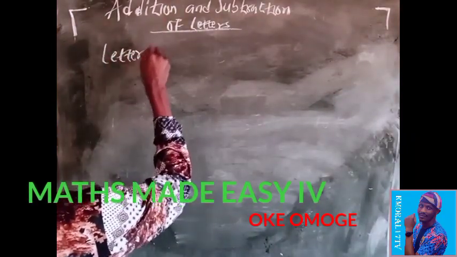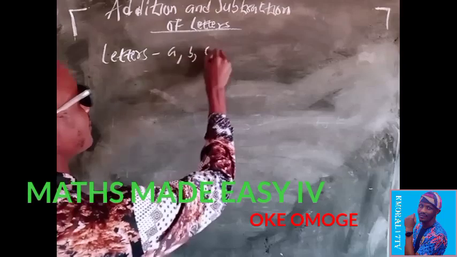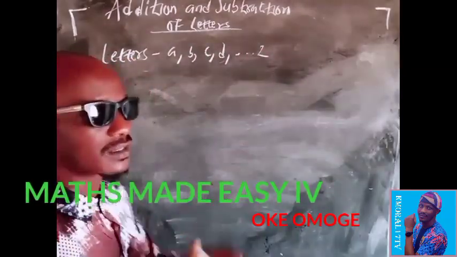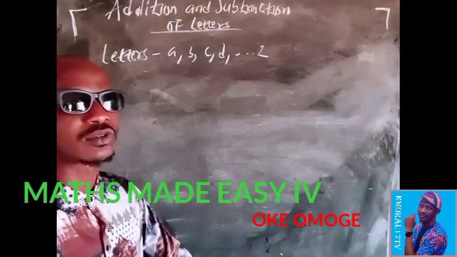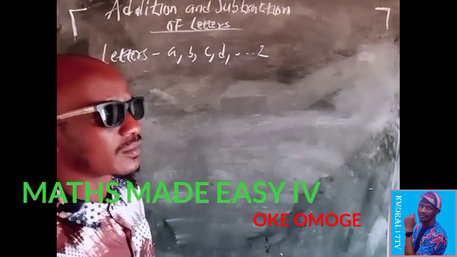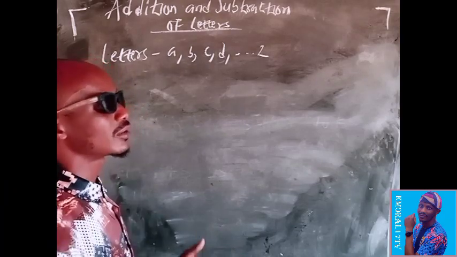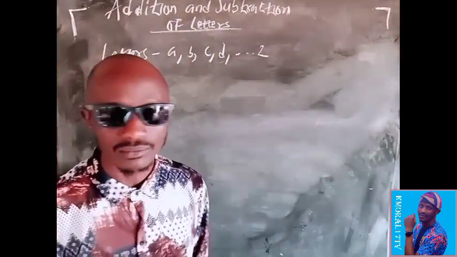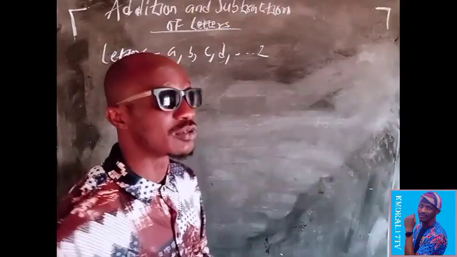letters A, B, C, D, to Z. Yes, the same way we have it in mathematics. But what do we use them for in mathematics? By the time we come across what we call terms, expression, that's where we use them. But most importantly, what are we doing today?